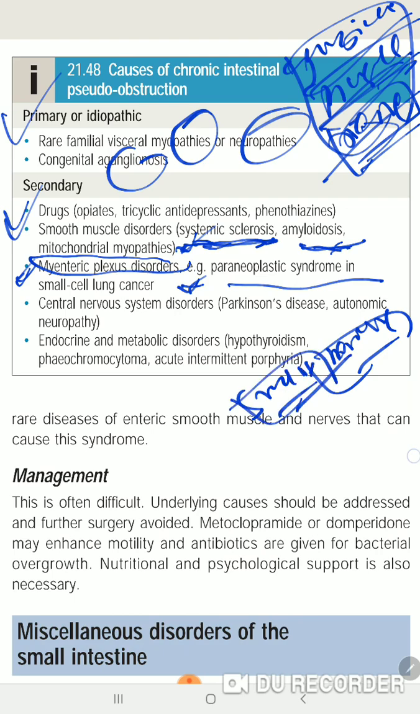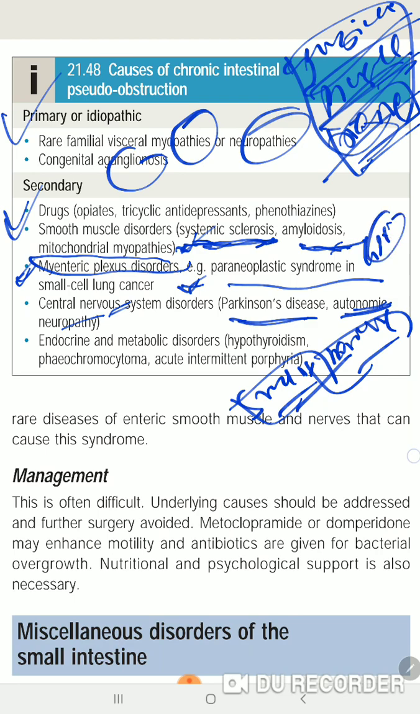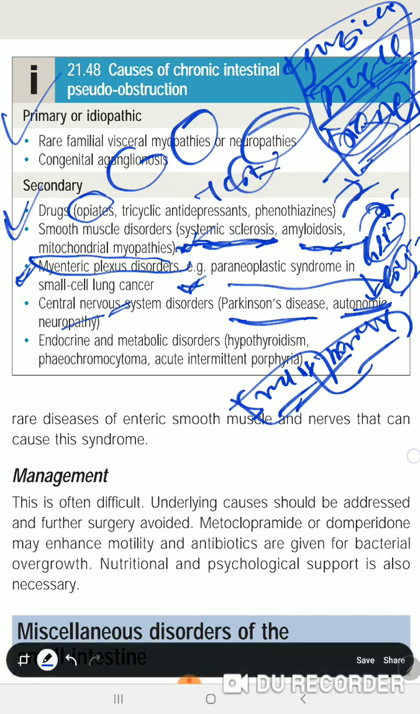And central nervous system disorders such as Parkinson's disease, autonomic neuropathy, and other diseases. So the GIT nervous system can be hampered, and also the central nervous system, and also the muscle. And this muscle motility can be hampered by some drugs such as opioids, TCAs, and phenothiazines. So this is the drug cause, which causes the muscle problem.